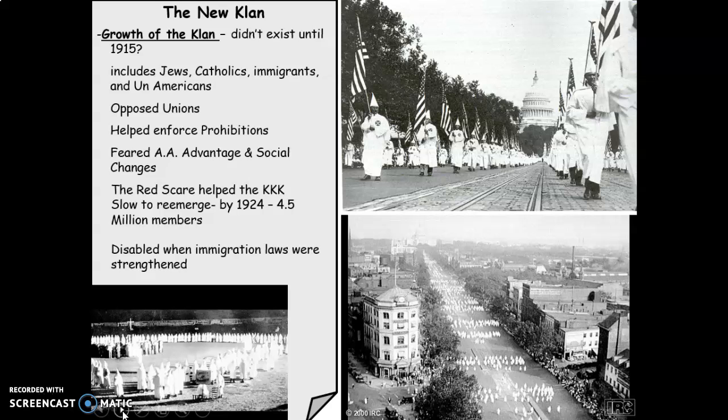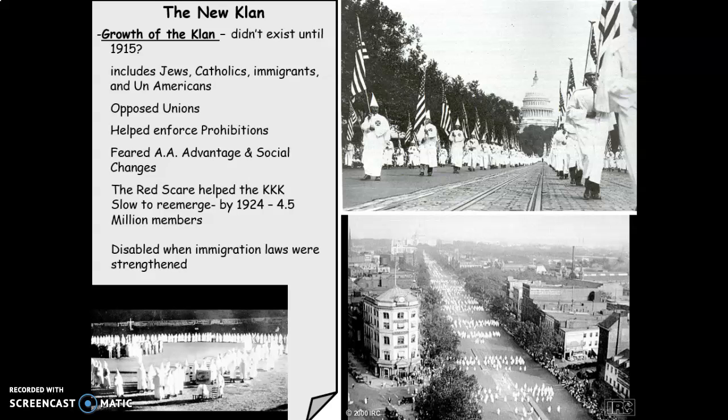Includes Jews, who they hated. Include Jews, Catholics, immigrants, any un-Americans. They opposed unions. They were seen as un-American. They helped enforce prohibition. And they feared African Americans. Basically, advantage and social changes. They didn't agree with any upward movement of African Americans. The Red Scare helped the KKK.